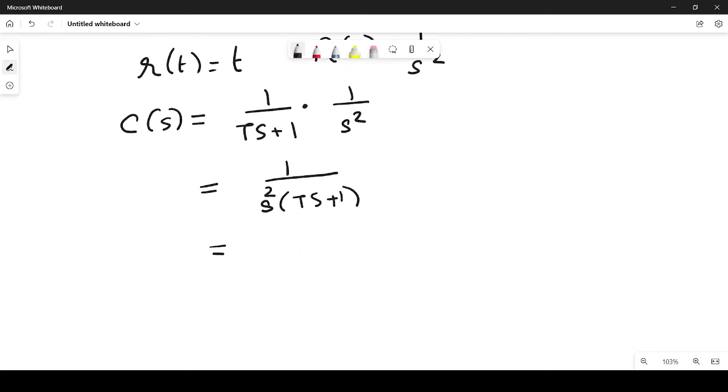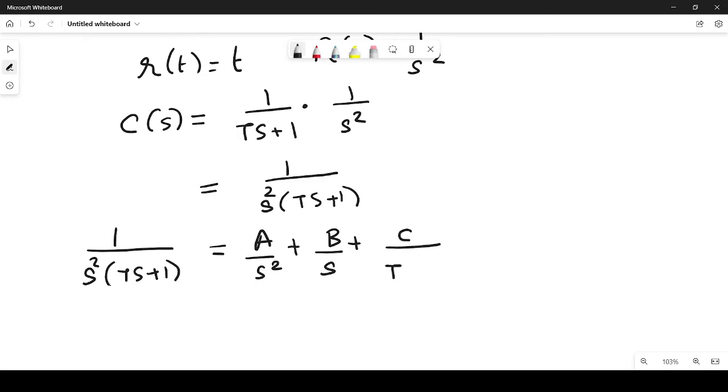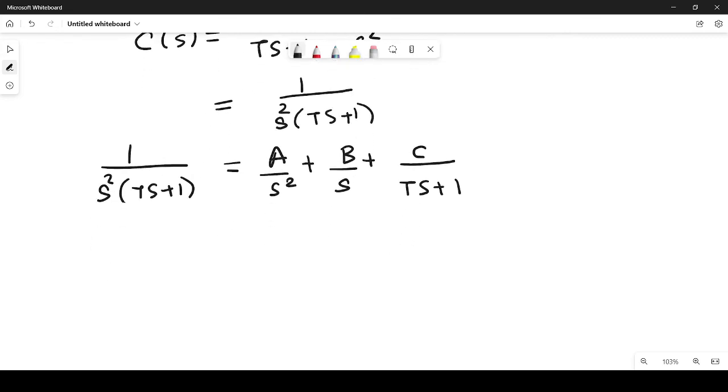So we get 1 by s square (tau s plus 1) equal to A by s square plus B by s plus C by (tau s plus 1). When you do the partial fraction expansion, you will get A equal to 1, B equal to minus tau, and C equal to tau square. I'm not going into detail of this partial fraction expansion; you can find it by yourself. A is equal to 1, B is equal to minus tau, and C is equal to tau square.